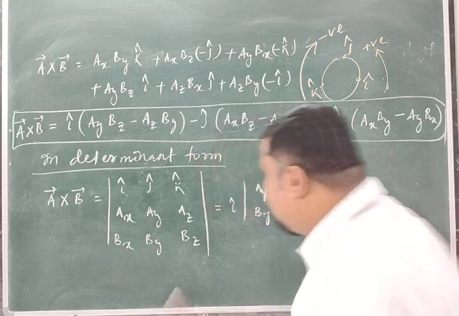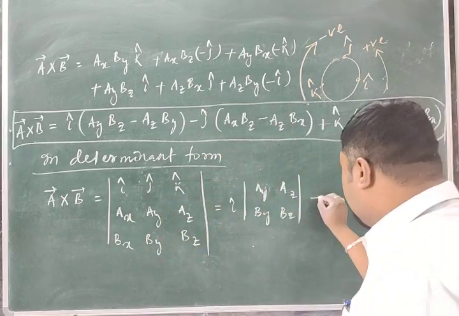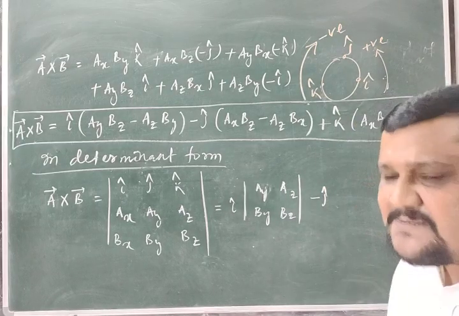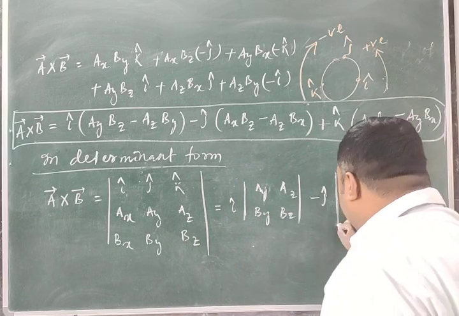the second one. If the first is plus, the second one is written as minus. You can take this as a minus, so the sequence will be easier. So the second is minus j cap. That is the rule. Then put the determinant.